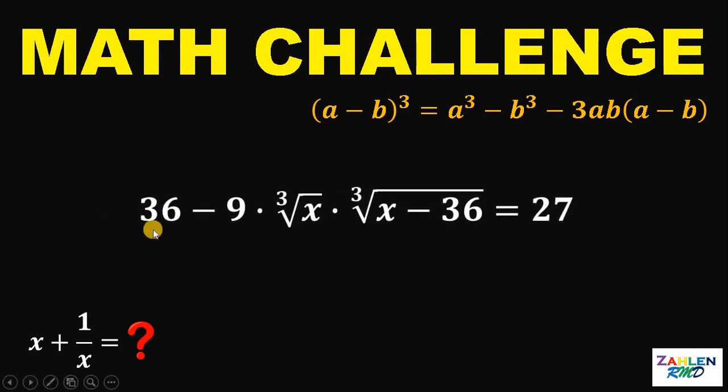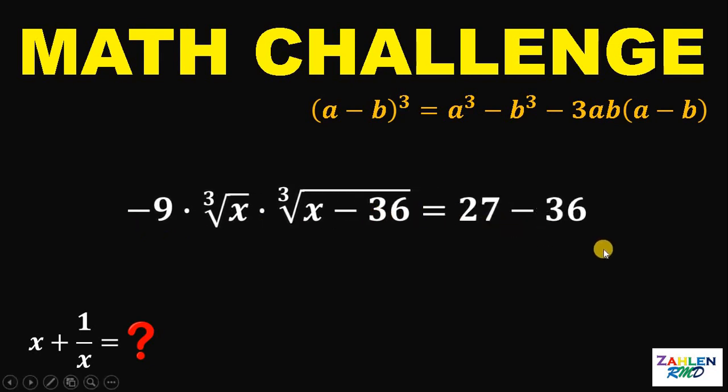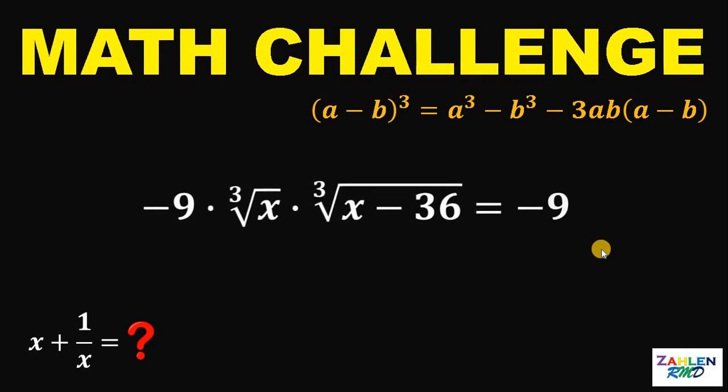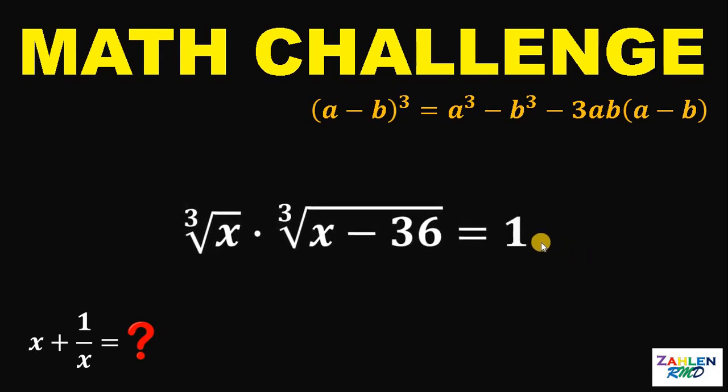Now, subtract 36 on both sides. 27 minus 36 is just negative 9. Now, divide both sides by negative 9. Negative 9 divided by negative 9 is just positive 1. So, our equation now becomes cube root of x times cube root of x minus 36 equals 1.